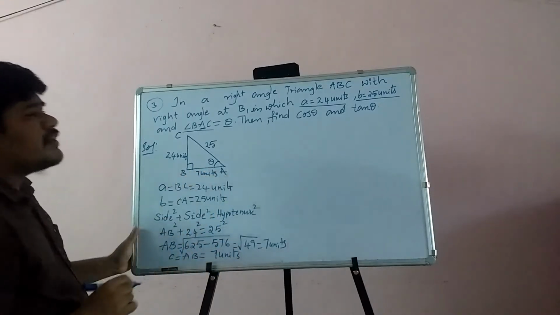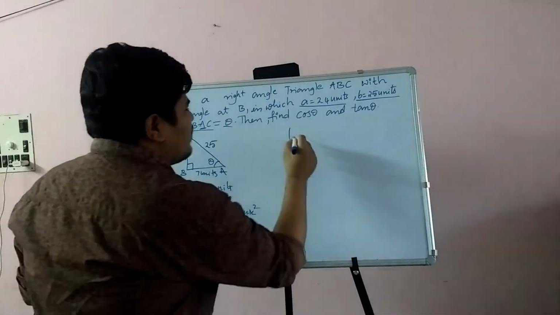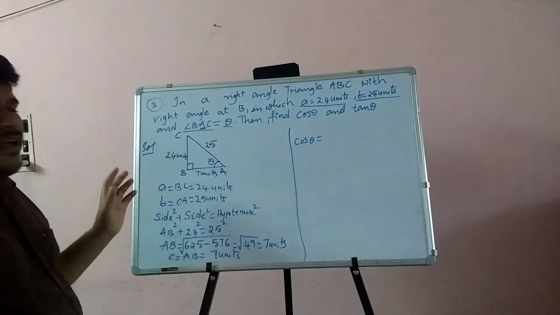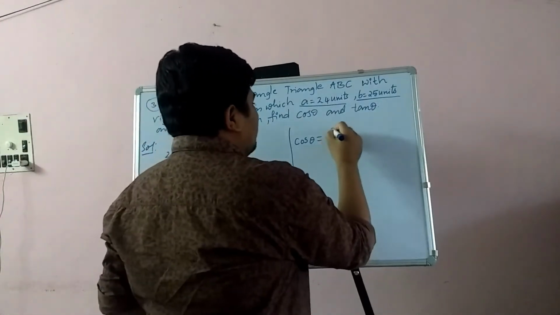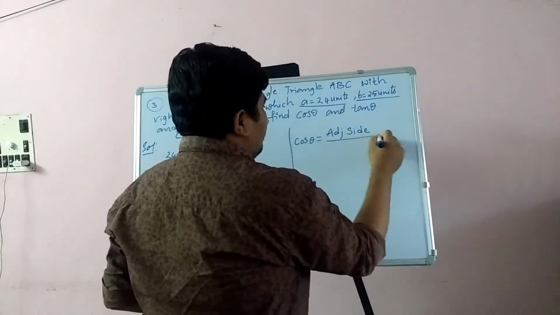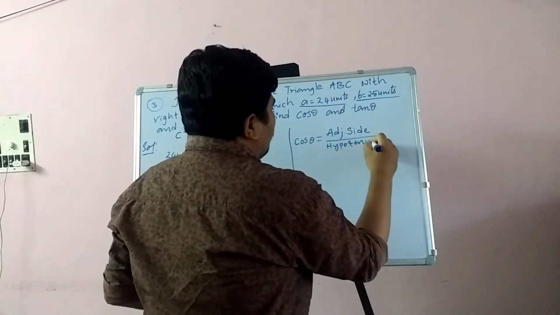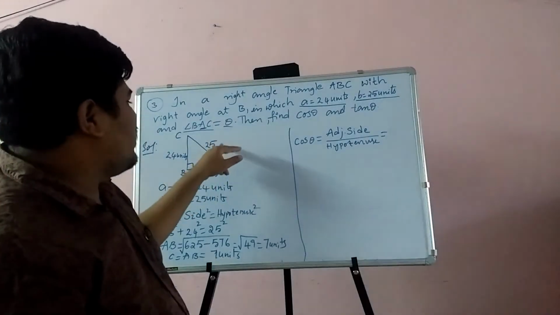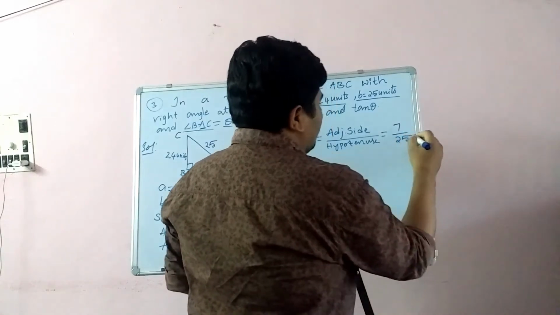Now what are they asking in the question? Cos theta and tan theta, right? Now cos theta is equal to, so we know the definition. What is cos theta? Adjacent side to theta by hypotenuse. So I am writing here adjacent side by hypotenuse. Okay, so what is the adjacent side to theta? 7. What is the hypotenuse? 25. So cos theta is 7 by 25.